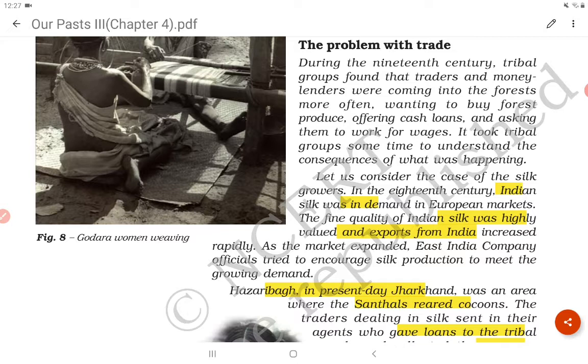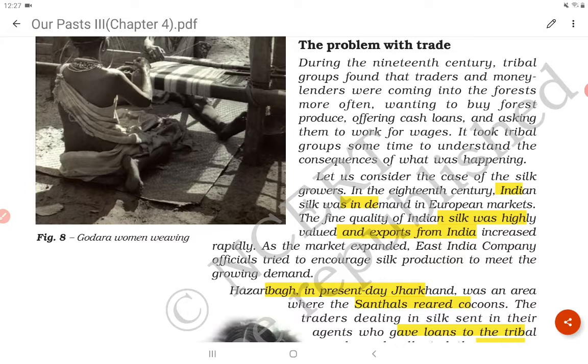Let us consider the case of the silk growers. In the 18th century, Indian silk was in demand in European markets. The fine quality of Indian silk was highly valued and exports from India increased rapidly. As the market expanded, East India Company officials tried to encourage silk production to meet the growing demand.